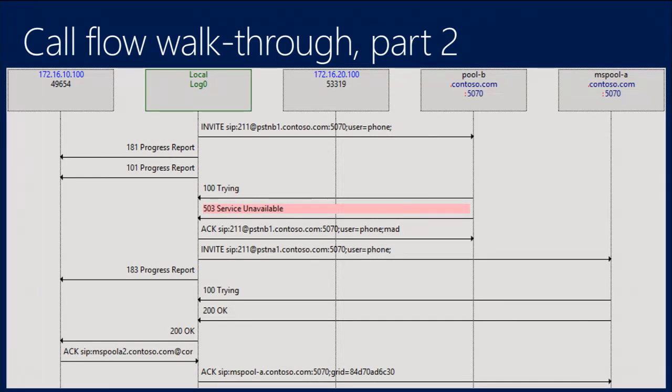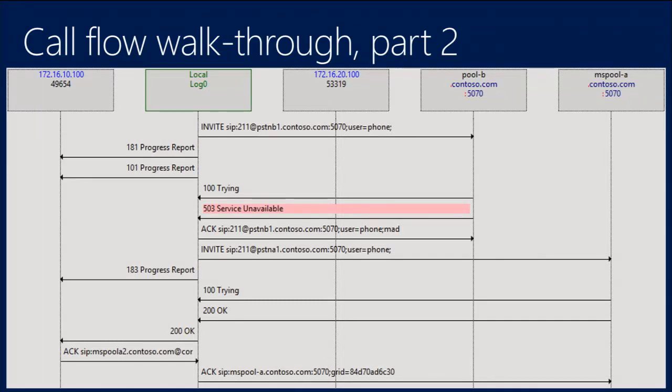We're going to send that invite to that mediation server. That particular mediation server responds back with a 503. So we have 2 retriable errors that we use in CAC and we use in just other gateway selections, the 503 and 504.